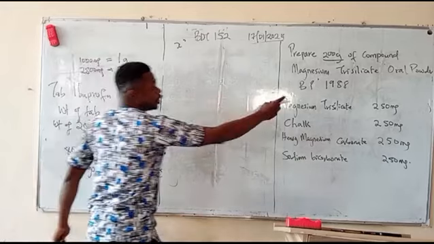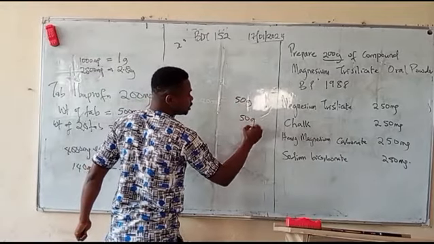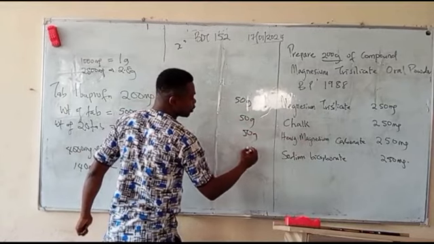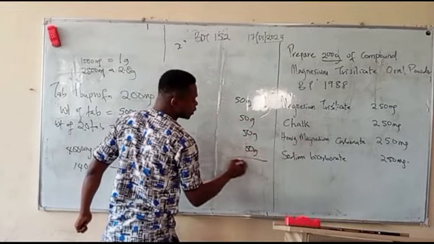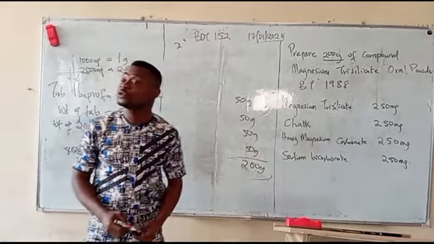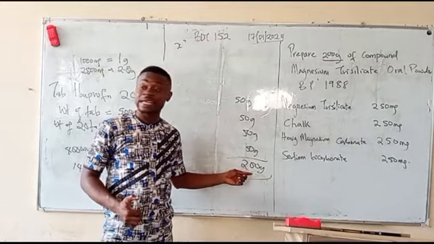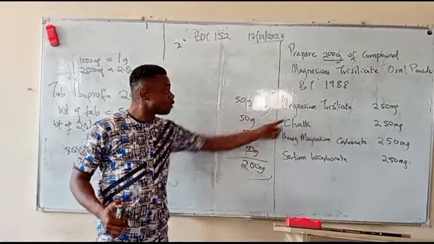So this one is 50 grams, right? This one is what? 50 grams. This one is 50 grams. This one is 50 grams. And the total is 200 grams. So if you actually want to formulate 200 grams of this, what are you going to do? You need 50 grams of each of these.